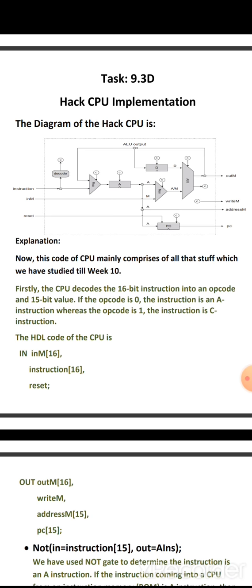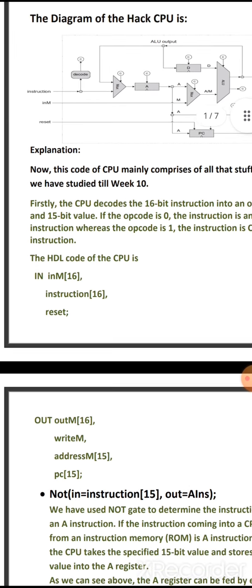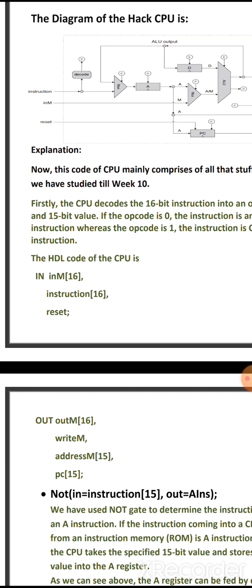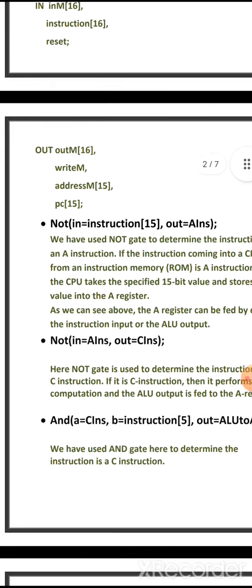Let us understand the header section that specifies the CPU interface. It consists of the chip name and the names of its input and output pins. Since we are implementing the CPU chip, the chip name we are going to write is CPU. Let us understand the code line by line.